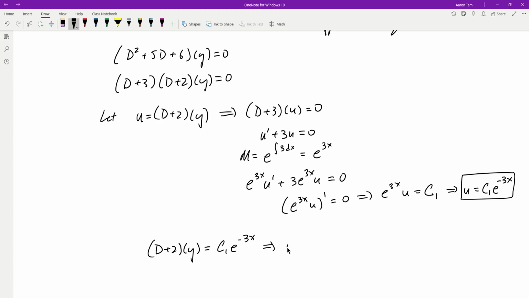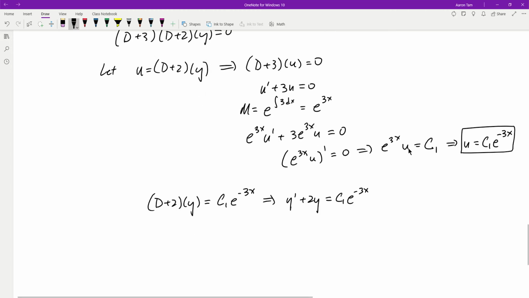So this one cannot be solved using separation of variables, unlike the previous part. But this one I can still do. I can say y prime plus 2y equal to c1 e to negative 3x. Now remember, here's usually where mistakes come from: forgetting the y, or just like here, forgetting the u. And so now I'm ready to go through this problem.